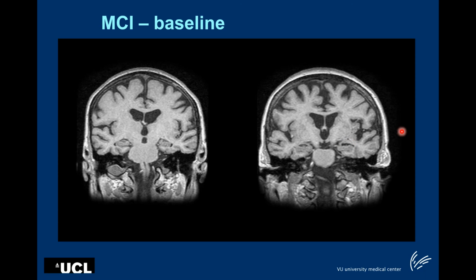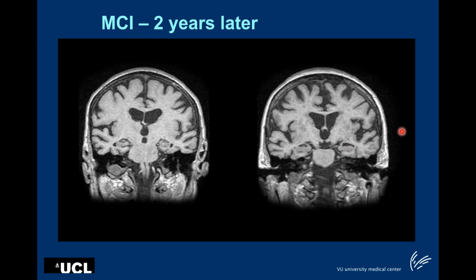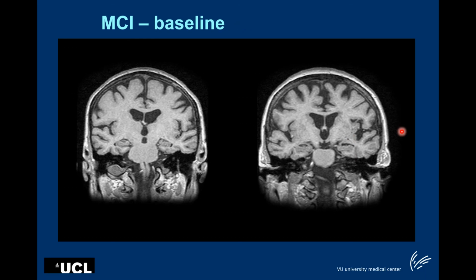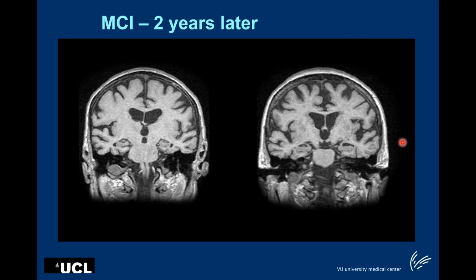If we now go to 2 years later, you can see that there's a clear change in the brain volume. I'm flipping between them a couple of times. You can see that the choroid fissure opens a bit more. But in fact, there's a lot of things that change. All the ventricles enlarge and the sulci enlarge.